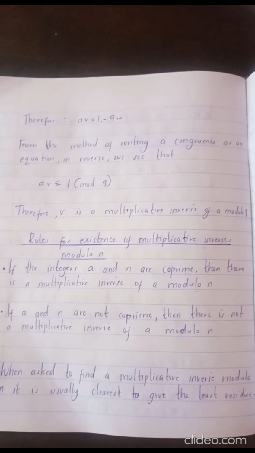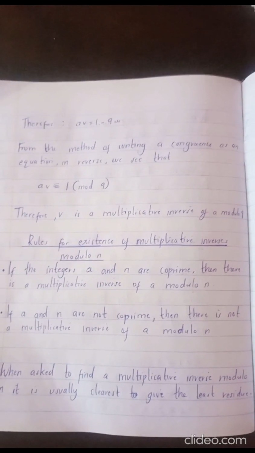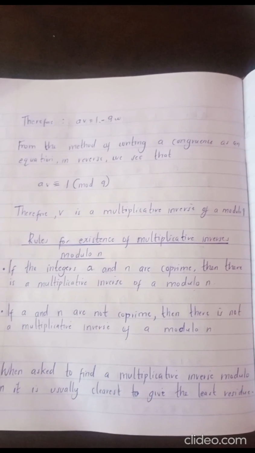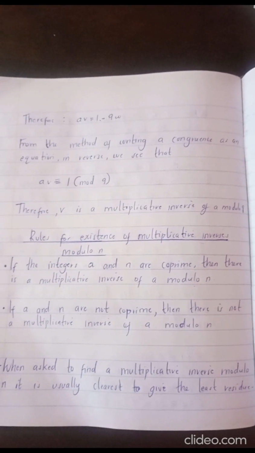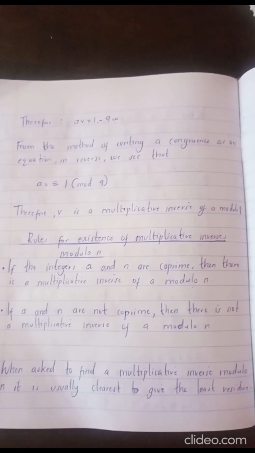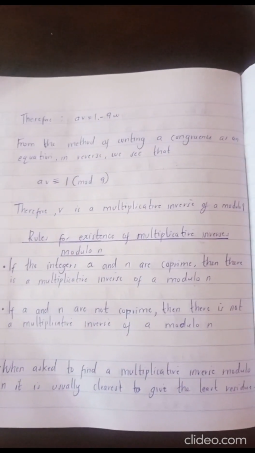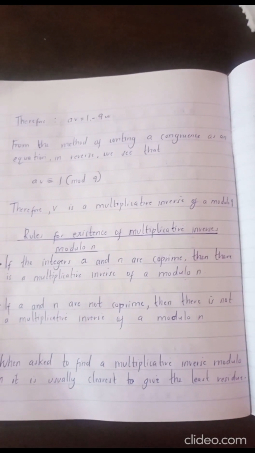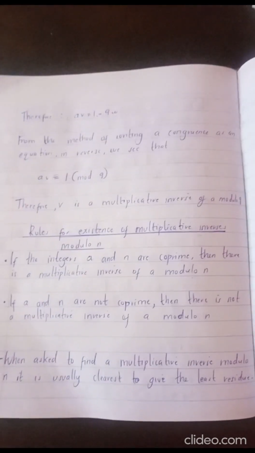Rules for existence of multiplicative inverses modulo n. One rule: if the integers a and n are coprime, then there is a multiplicative inverse of a modulo n. If a and n are not coprime, then there is not a multiplicative inverse of a modulo n. This is to say that for any congruence to have a multiplicative inverse, a and n have to be coprime.